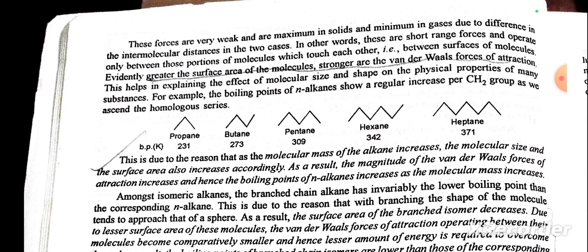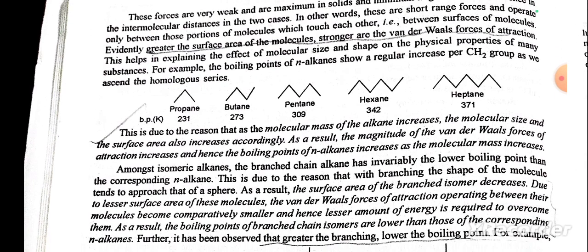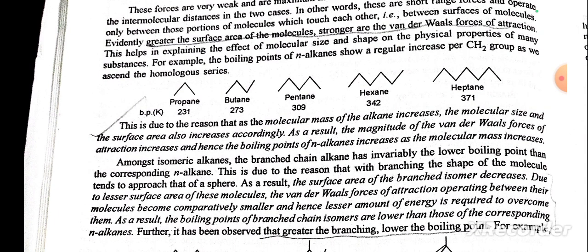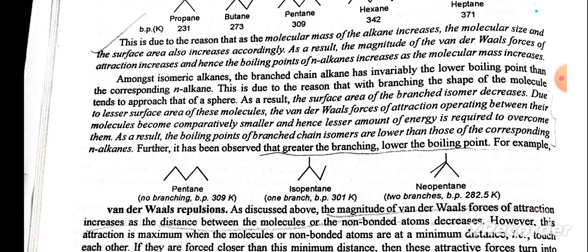With the help of this, we can explain the effect of molecular size and shape on the physical properties of many substances. For example, the boiling points of n-alkanes show a regular increase with each CH2 group added, as we go up the homologous series. This is because the molecular mass of the alkane increases, and the molecular size and surface area also increase accordingly. As a result, the van der Waals forces of attraction increase and hence the boiling point of an alkane increases as the molecular mass increases.